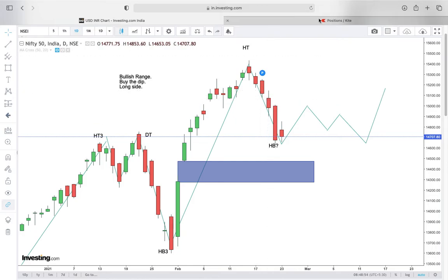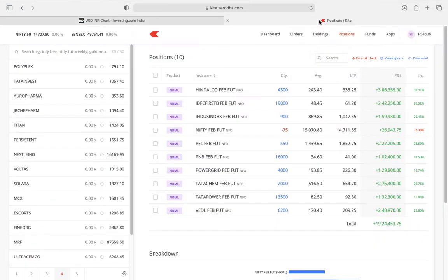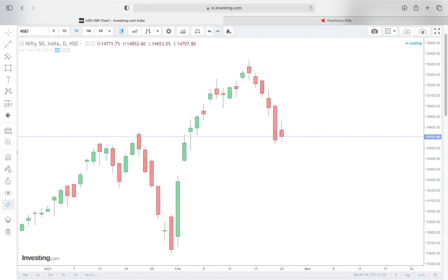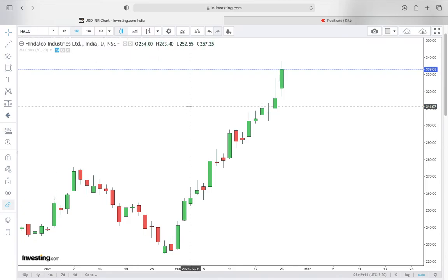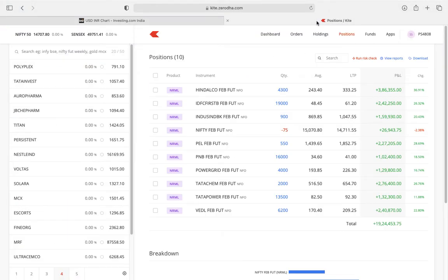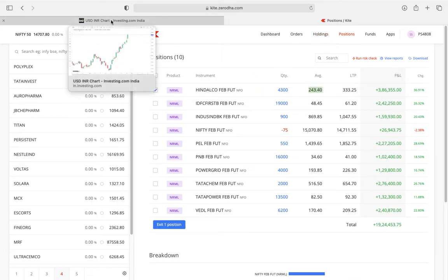So let us just have a quick look at our current positions as we head into the market. These are our positions, as you can see: a long Hindalco, long IDFC First, long IndusInd Bank, and short on Nifty. Short on Nifty obviously because Nifty is giving this kind of a move, but if we were to see what Hindalco is doing for the same time period, there is no corrective move.